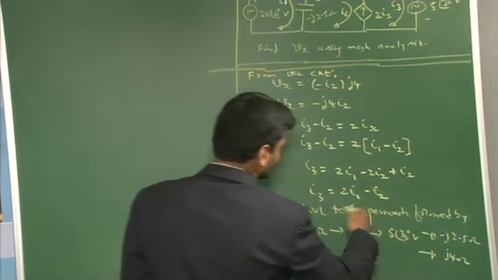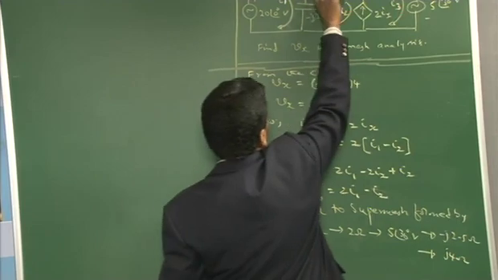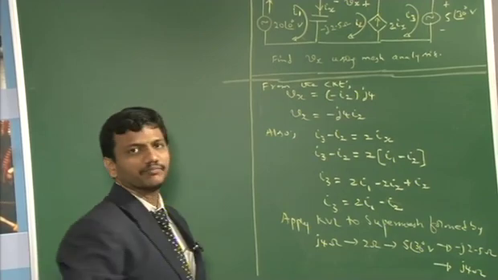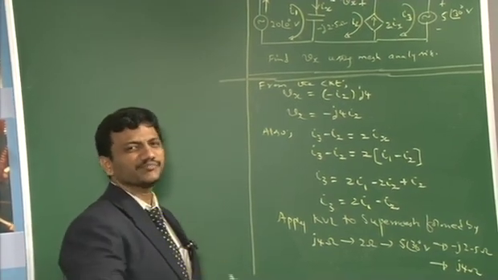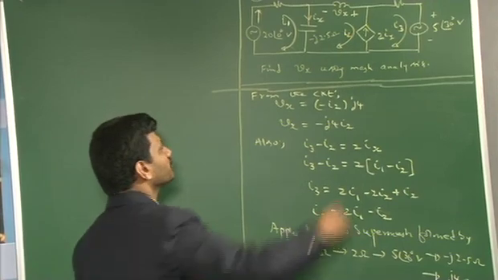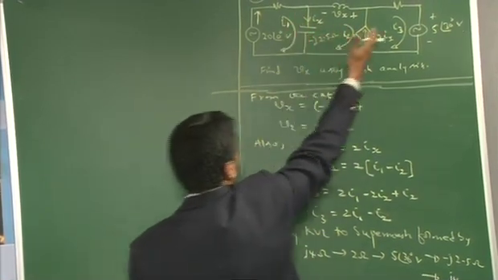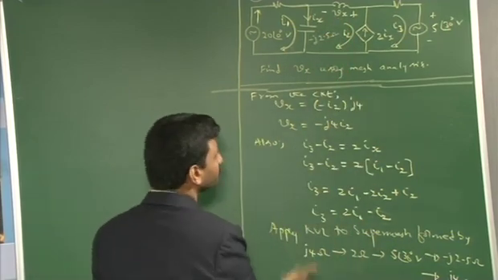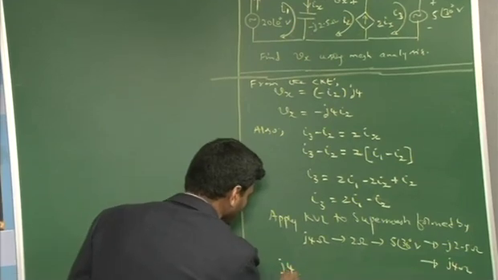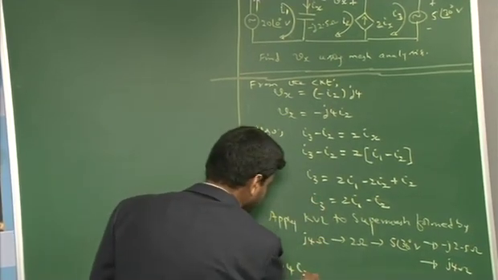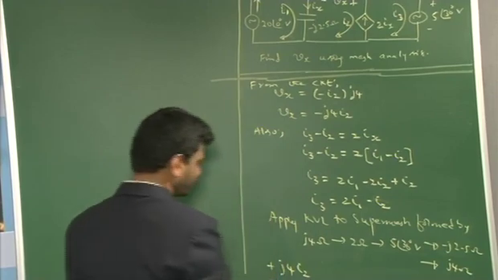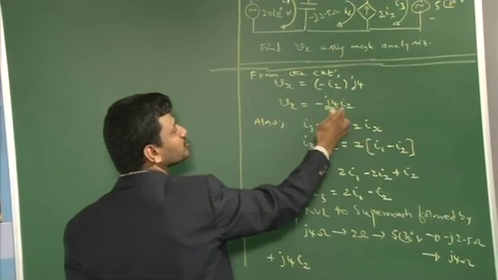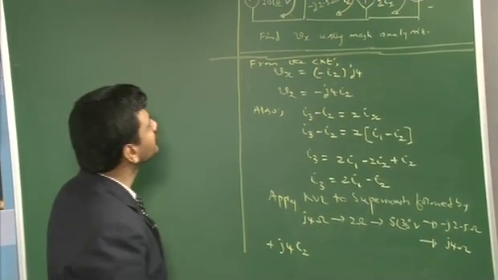Now, apply KVL to super mesh, then what follows? Let us start from here going clockwise. First you see what? Minus Vx, but writing minus Vx is also correct, but it will simply increase the number of unknowns. So, what we do, everywhere there is a potential drop, this has been identified, that is all. Had this not been identified, what you would have written? The same thing we will now write. So, plus j4 into I2, right. Even if you would have written minus Vx, the Vx would have been substituted as minus j4 I2, and it would have again become j4 I2.